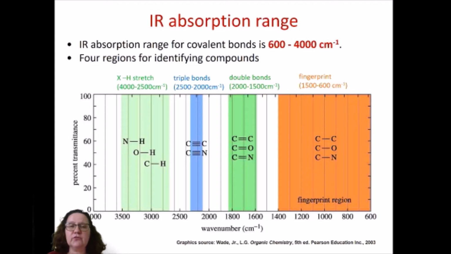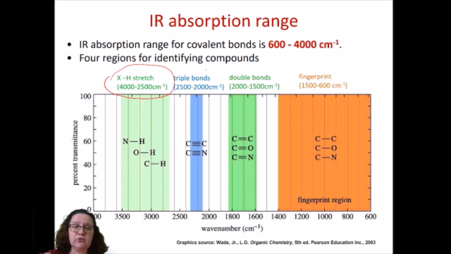Infrared absorption for typical covalent compounds tends to range between 600 and 4,000 inverse centimeters. In that region, there are four distinctive areas in which you can find interesting functional groups that can help you identify compounds. Between 2,600 and 3,500, you tend to find the XH stretches, X being a heteroatom, so the nitrogen-hydrogen stretching mode, oxygen-hydrogen, and also carbon-hydrogen stretching modes appear in this area.